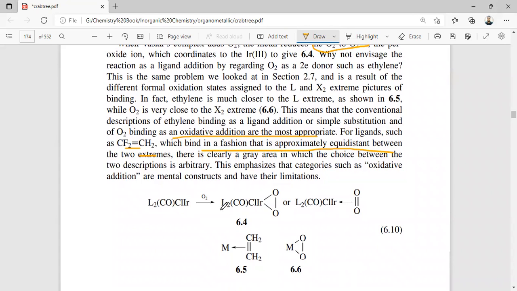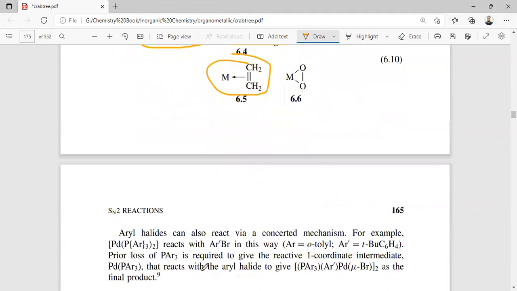So here that means the ethylene, which is an L2 type ligand, is directly adding to the metal center. So it is not the oxidative addition, but in the case of O2 it is likely the X2 type ligand. So in that case the oxidative addition reaction occurs. So here the O2 reacts with the Vaska complex to form this peroxide adduct.